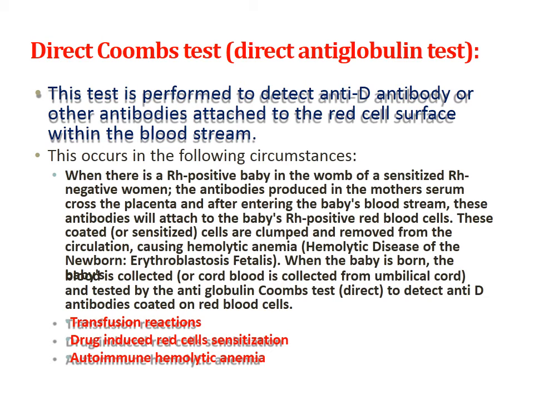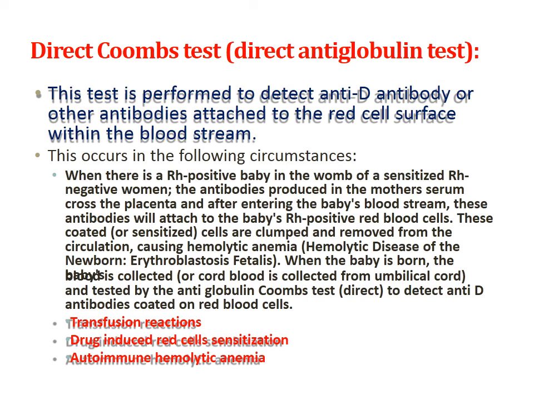These coated or sensitized cells are clumped and removed from the circulation, causing hemolytic anemia, hemolytic disease of the newborn, erythroblastosis fetalis, which occurs when the baby is born. Cord blood is collected from the umbilical cord and tested by the antiglobulin Coombs direct test to detect anti-D antibodies coated on red blood cells.